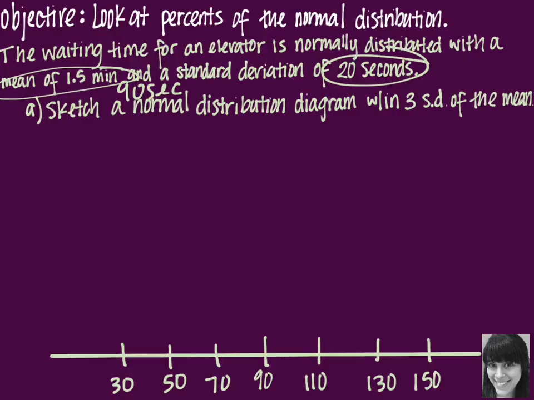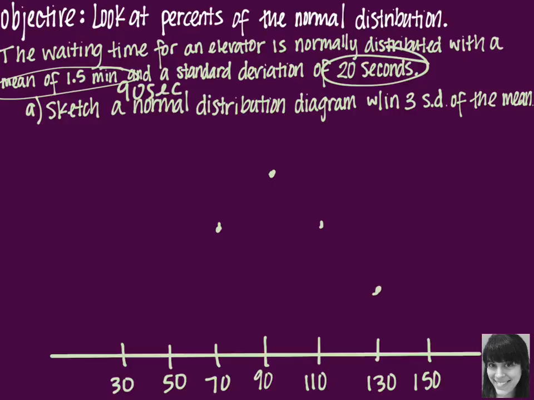Now, I'm really bad at doing this on the iPad and on the board, so bad in general. But I'm going to make these points, and they need to be kind of symmetrical, right? Because our bell curve is symmetrical.